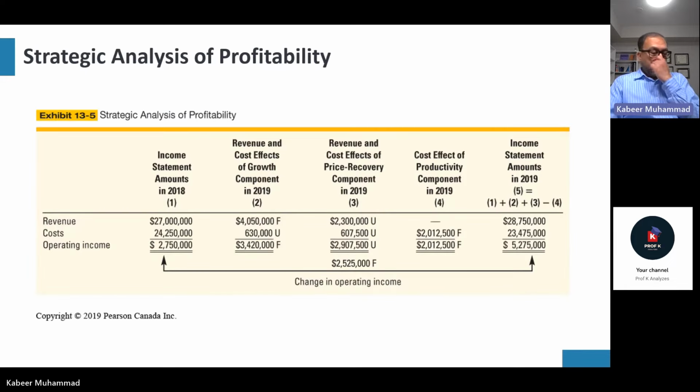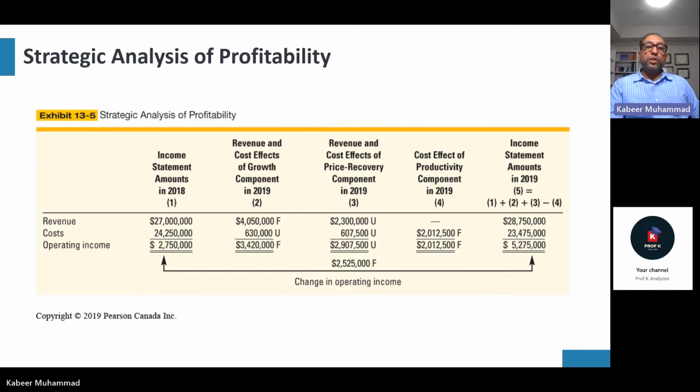Now, this is an example that you can see from your book as well. This is an income statement from year 2018, and this is an income statement for 2019. We want to see the strategy impact over this one year period. And we see that the income increased by 2.525 million, favorable. If it is an increase in income, it is favorable. This favorable change in net income is the financial perspective. We see that there is a positive change.